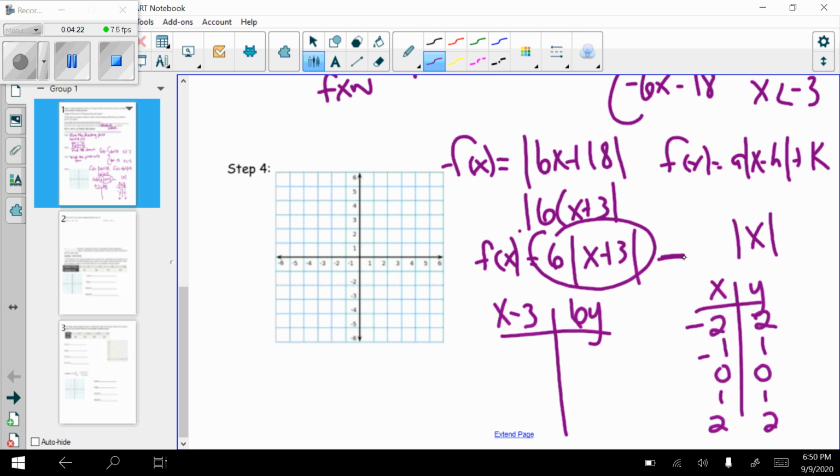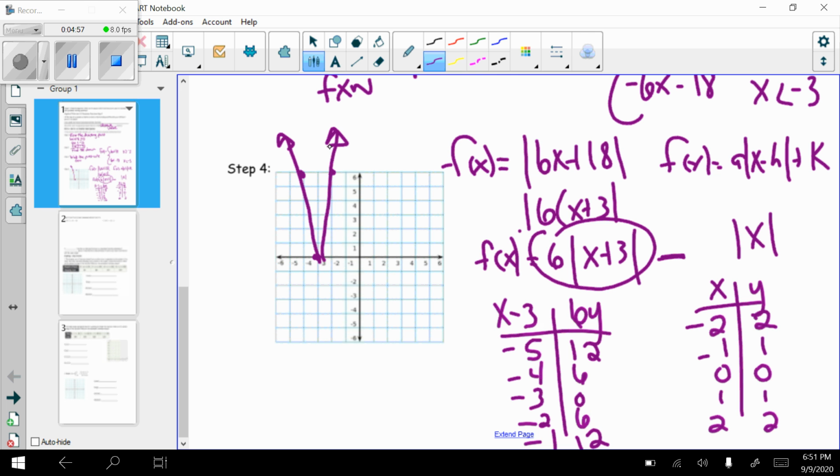So I take each of my x values from my parent function and subtract 3. Negative 2 minus 3 gets me negative 5. Negative 1 minus 3 is negative 4, then negative 3, negative 2, negative 1. I take each of my y values and multiply by 6. So 6 times 2 is 12, then 6, 0, 6, and 12. Plot these points. So negative 3, 0 is our dividing point. Then negative 2 was up to 6, and negative 4 was up to 6. And remember that it is a V shape.